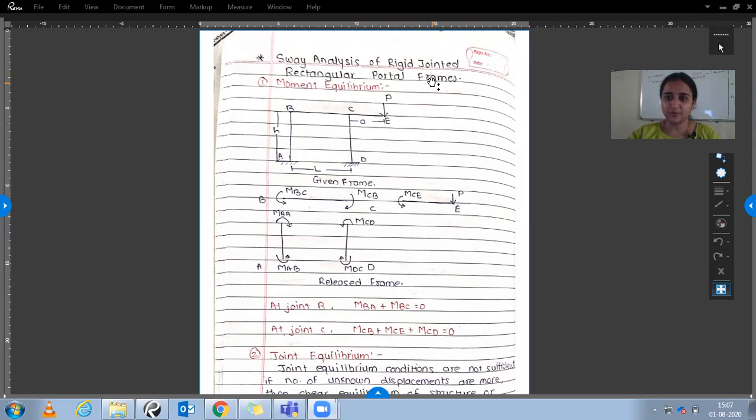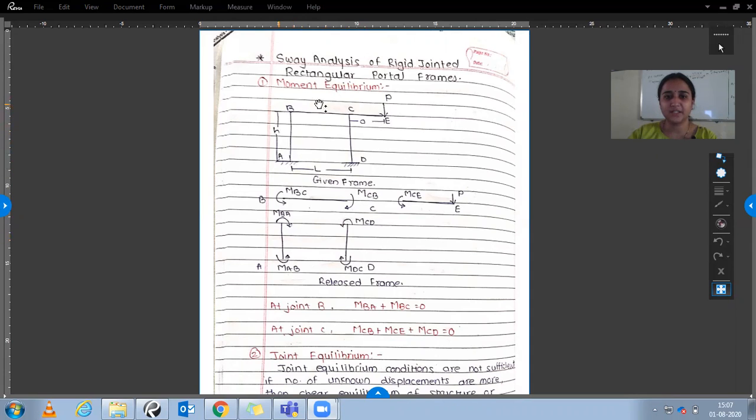There are two types of frames basically. First one is sway and another one is non-sway. Sway or non-sway means moving or non-moving type. So consider this frame. Suppose the frames are symmetrical, equally loaded from both the ends. That type of frames are given in our syllabus.